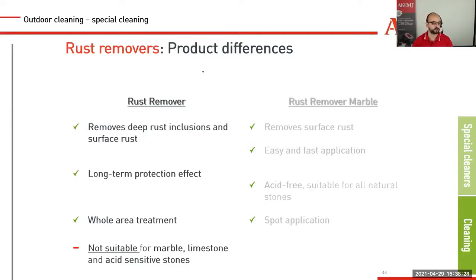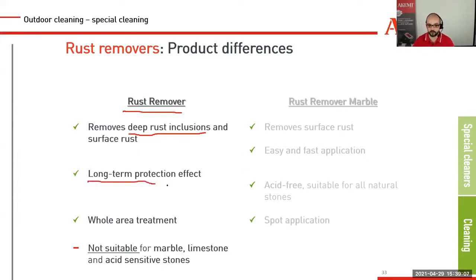And before starting to show you the products, we would like to show you the product differences, because we have 2 different products in our Akemi product line for rust removers, and one of them is the acidic rust remover. This is a very effective product when it comes to the removal of deep rust inclusions. Some natural stones contain, as I said, metal inclusions, and these might start rusting. And by the application of this rust remover, you can transform these metal inclusions.